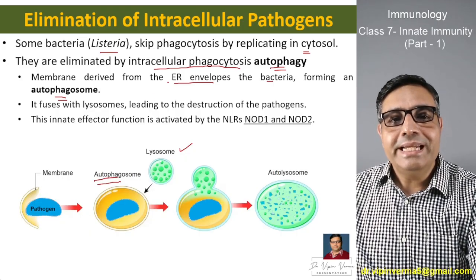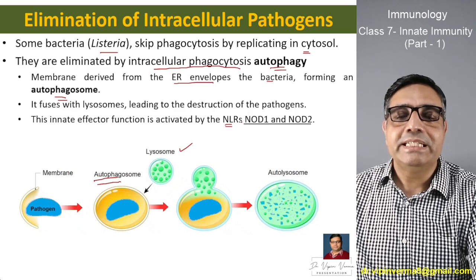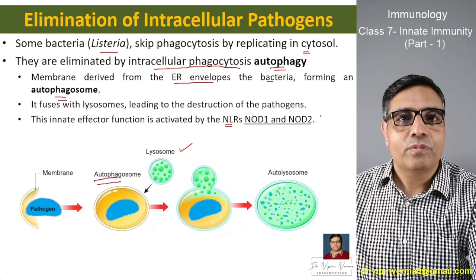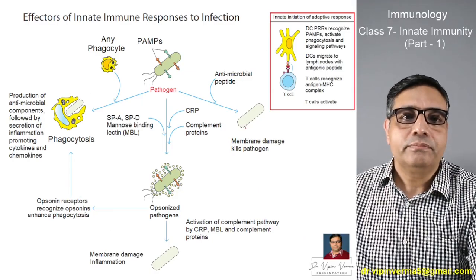Now this innate effector function is activated by NLRs, which are the NOD-like receptors which we will be seeing, and it's a kind of PRR, such as NOD1 and NOD2. Okay, we will study it after a short while.